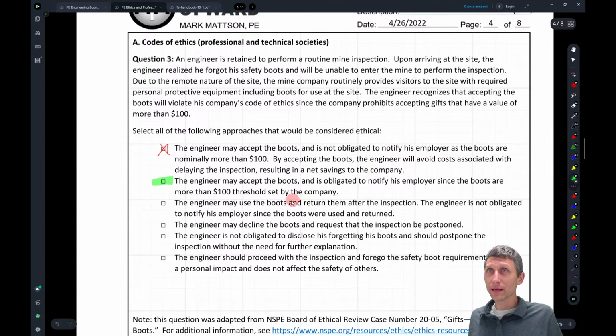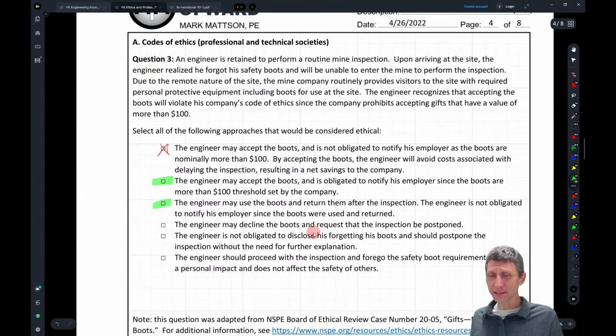Same kind of thing here. Can you use the boots and return them? Sure, why not? They're not your boots. It's kind of like somebody's lending things out for you. Do you need to notify your employer if you use the company's PPE? Probably not. But in full disclosure, I'd say it's probably not a bad thing to do either.